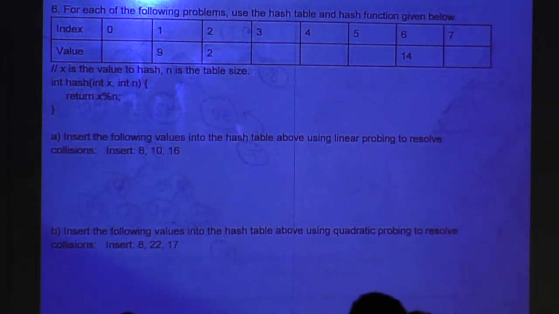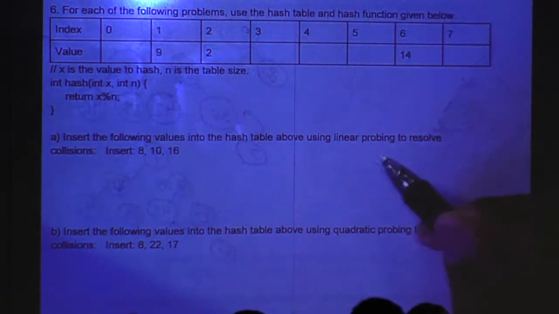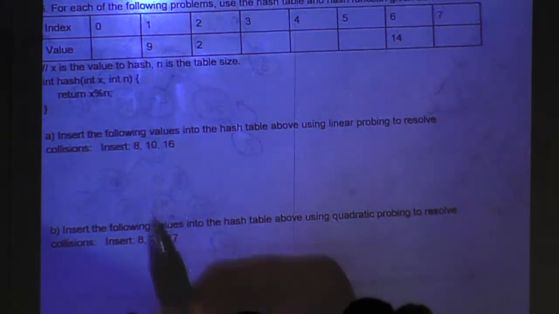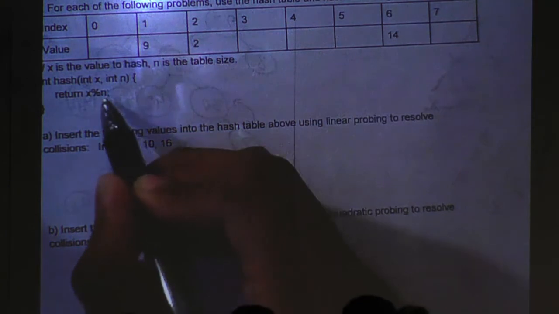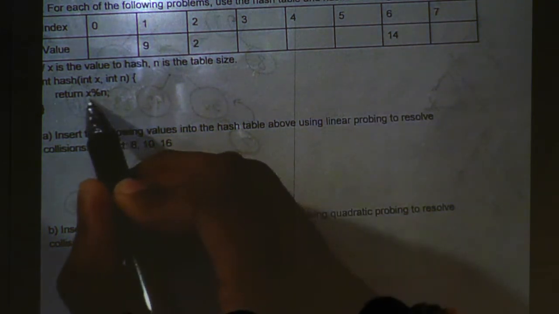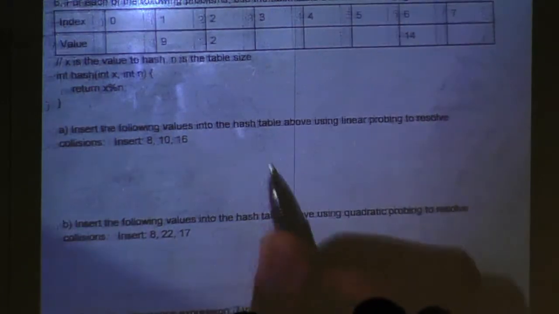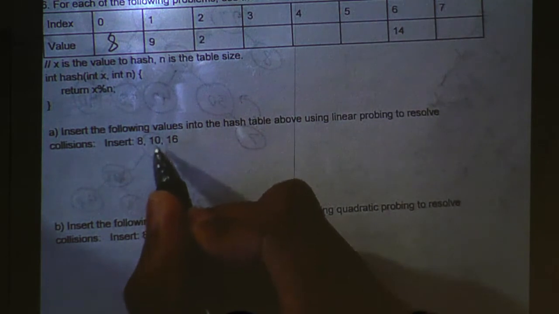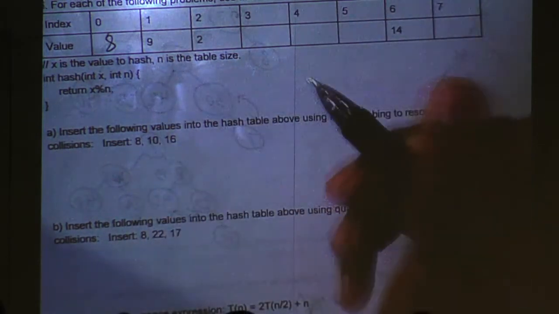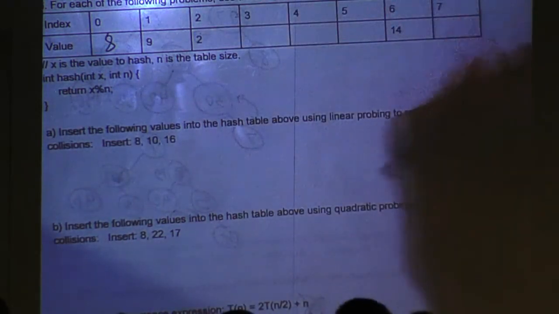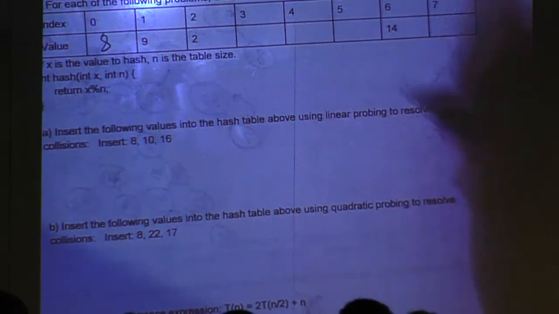So for this one here, you want to insert these values using linear probing. So for the first one, you have 8, and you want to mod by the table size because this is the hash function that we have. So when you have 8 mod 8, you're going to get 0. So you're going to put it in the 0 index. And then you're going to do 10, and 10 mod 8 is going to give you 2. So you try to put it here, but in linear probing, you just keep going to the next index next to it. So if you try to put it here and it's not available, you'd go to the next one. So then you put 10 here.